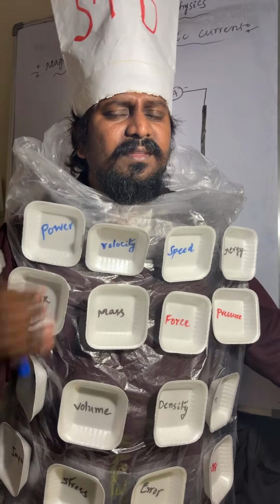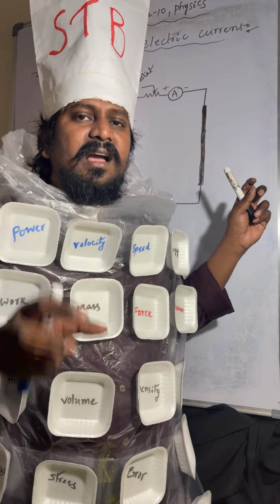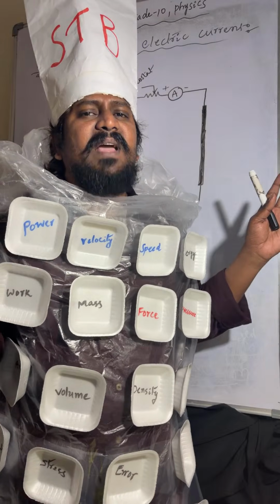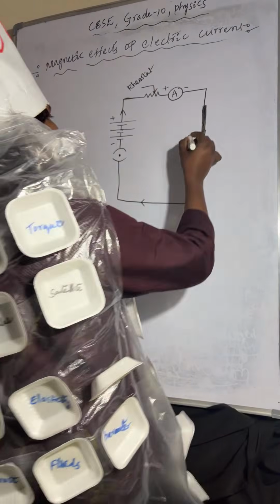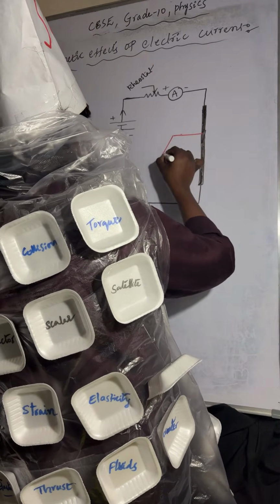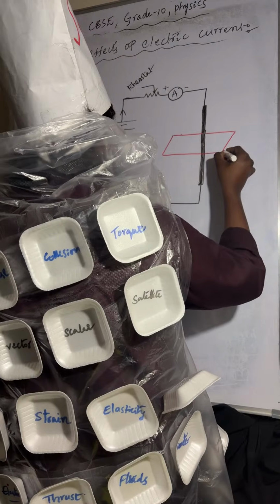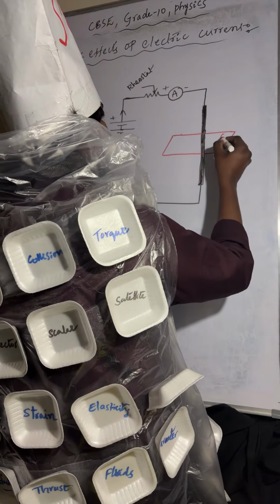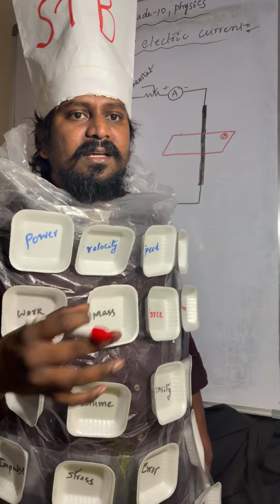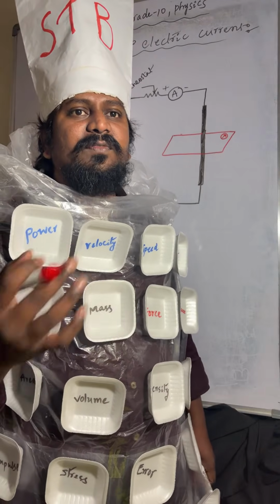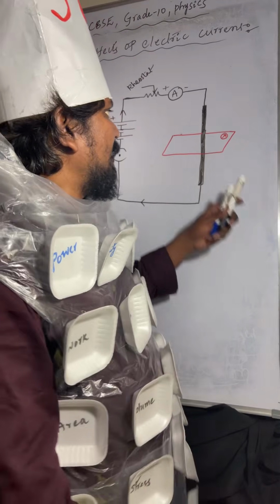The same thing happens here. If current is passing through the straight copper conductor, it acts as a magnet. You can see here, I'm taking it like this. If you place the compass near a straight thick copper wire, deflection will be shown.